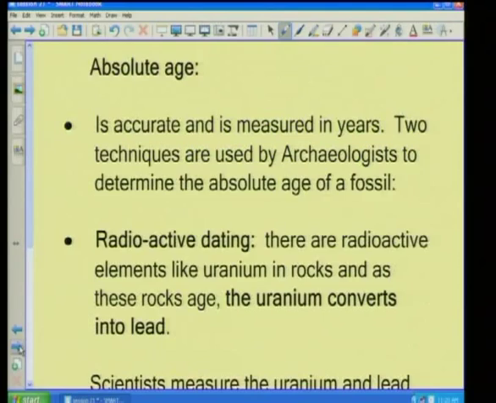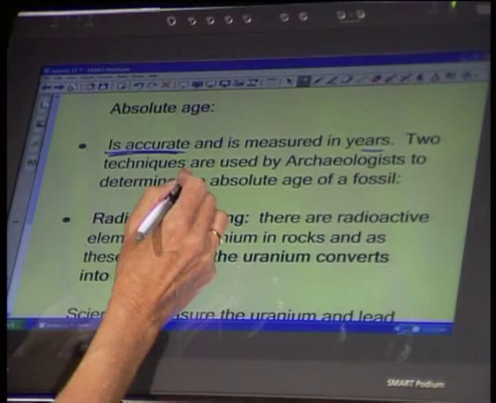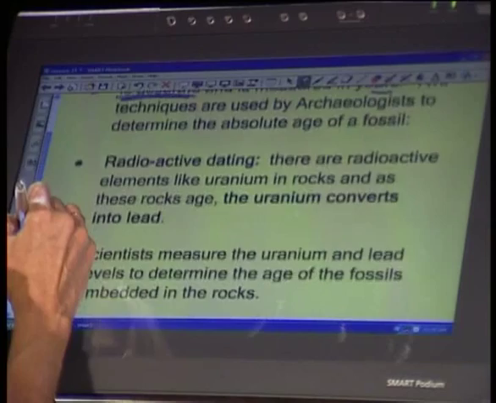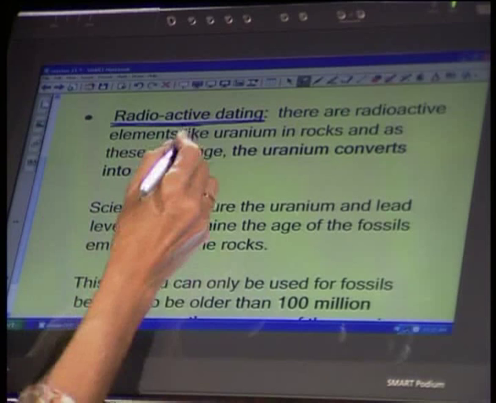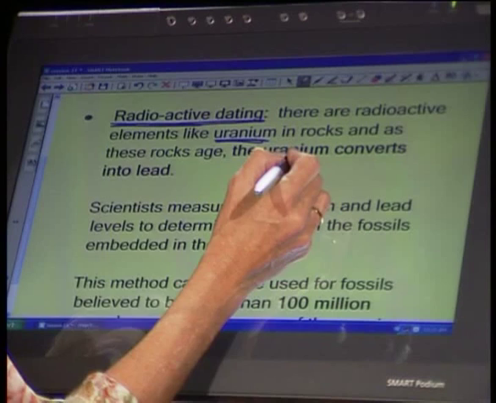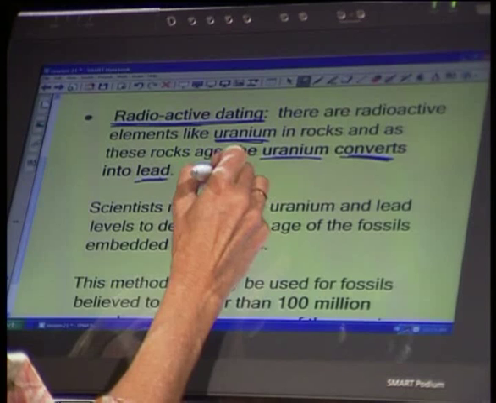Absolute age, okay, this is very accurate. It really is very, very accurate, and it's measured in years. Now, there are two techniques that archaeologists are going to use for this absolute age, because relative age is only where it lies. But absolute age is actually very accurate. So we have two types of dating. We have radioactive dating. And the way they do this is they say that radioactive elements like uranium are found in rocks. Okay, and as the rocks get old, the uranium changes to lead. So if something is not very old, it's going to have lots of uranium.